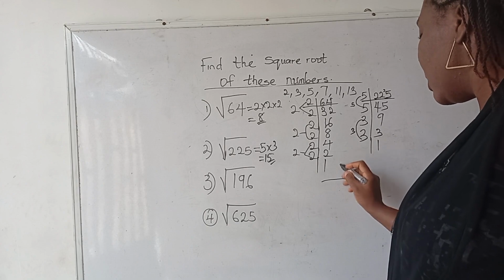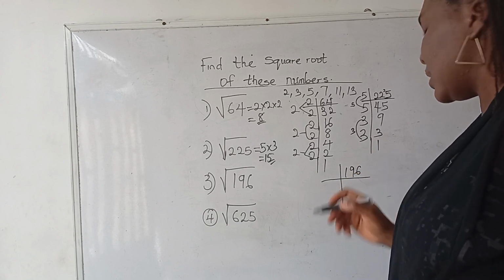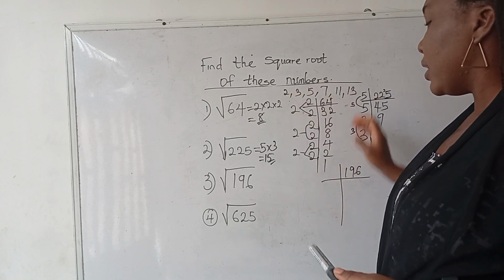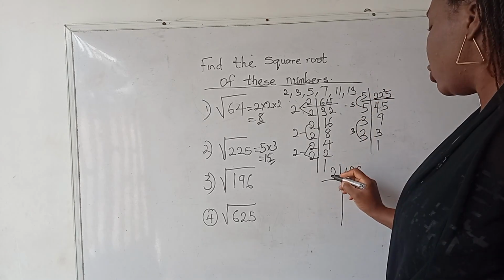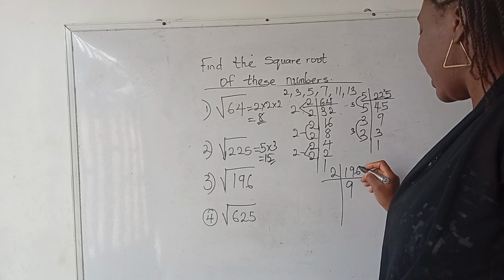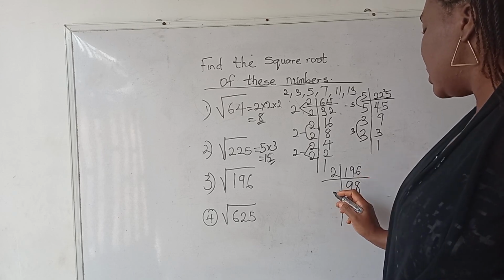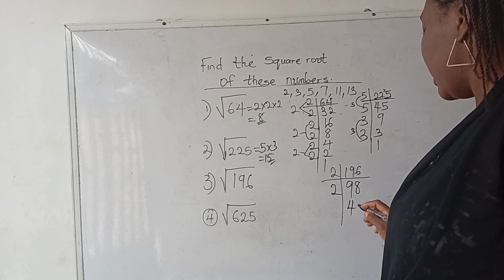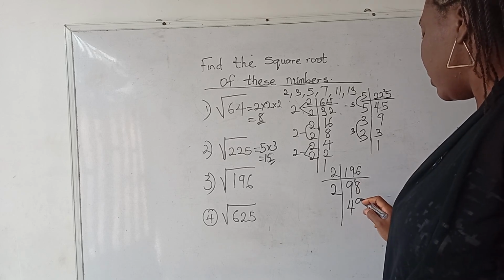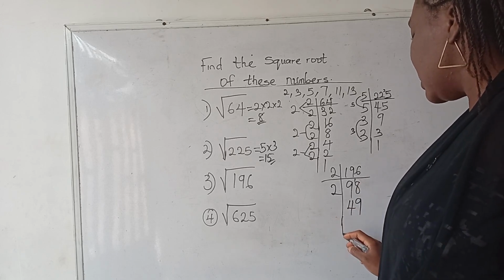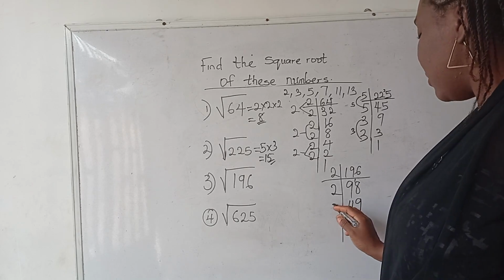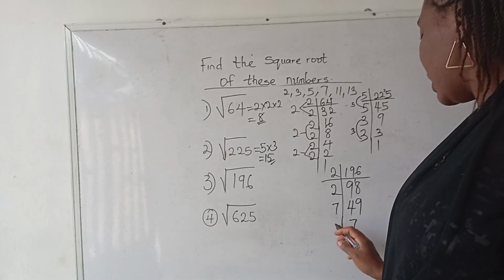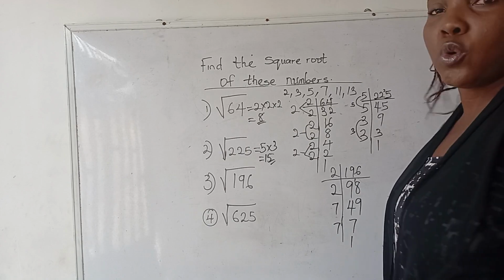Okay, so let's do the next one, 196. What number here can divide 196? 2 can divide, and you have 98. 2 can also divide. Here you have your 4, and when you carry 1 here, you have your 49. Looking at this now, 2 cannot divide. So our 7 can divide 49. 7 into 49, you have your 7, and 7 into 7, you have your 1.